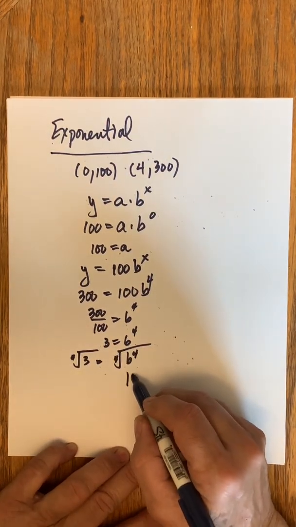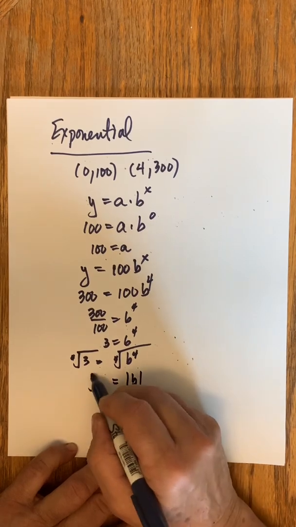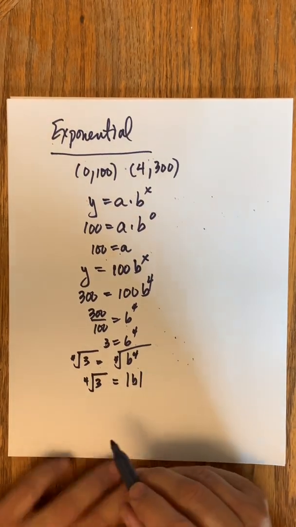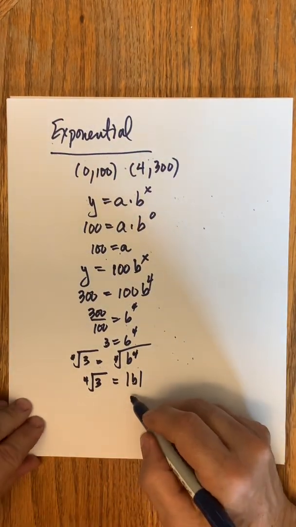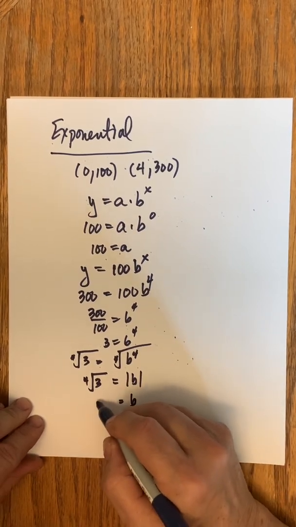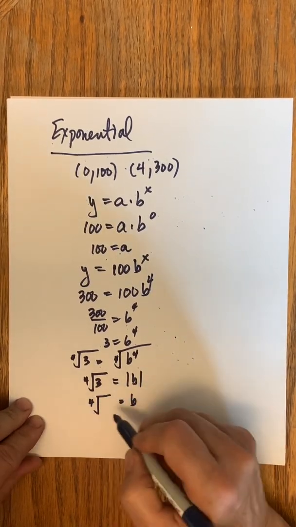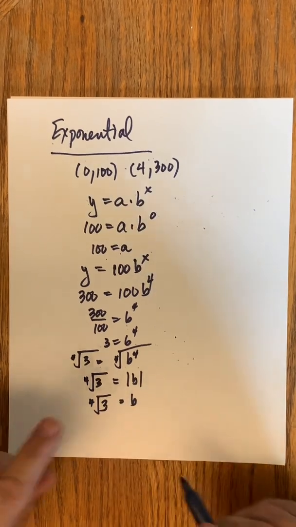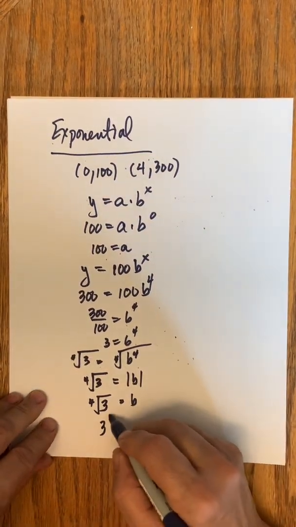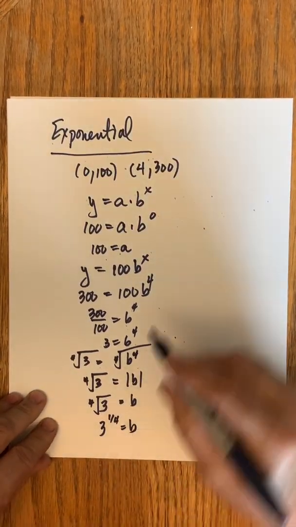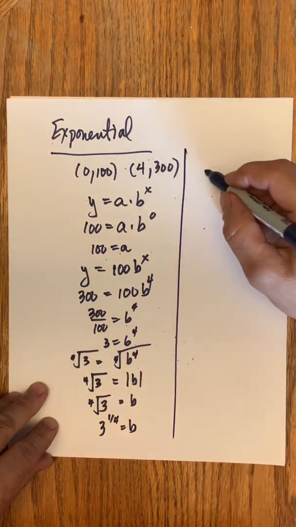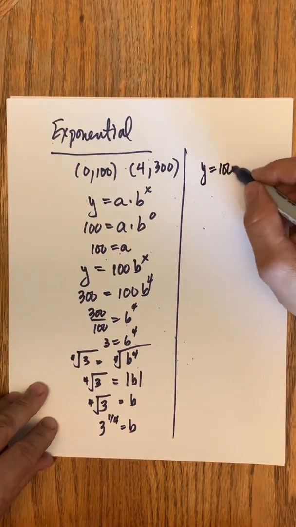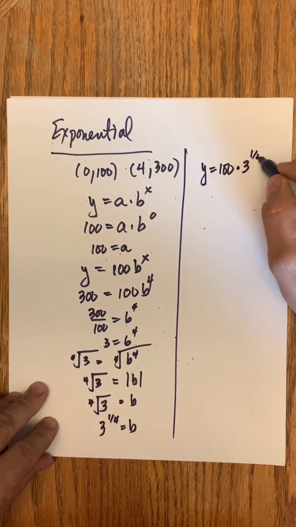And technically I would have the absolute value of b is the 4th root of 3, but we can't have negative bases, so we know it's going to be the positive. So we're just going to leave it the positive. So technically positive or negative, but we're going to say positive because we know that. So another way I could write it is 3 to the 1/4. So our equation then is y equals 100 times 3 to the 1/4.